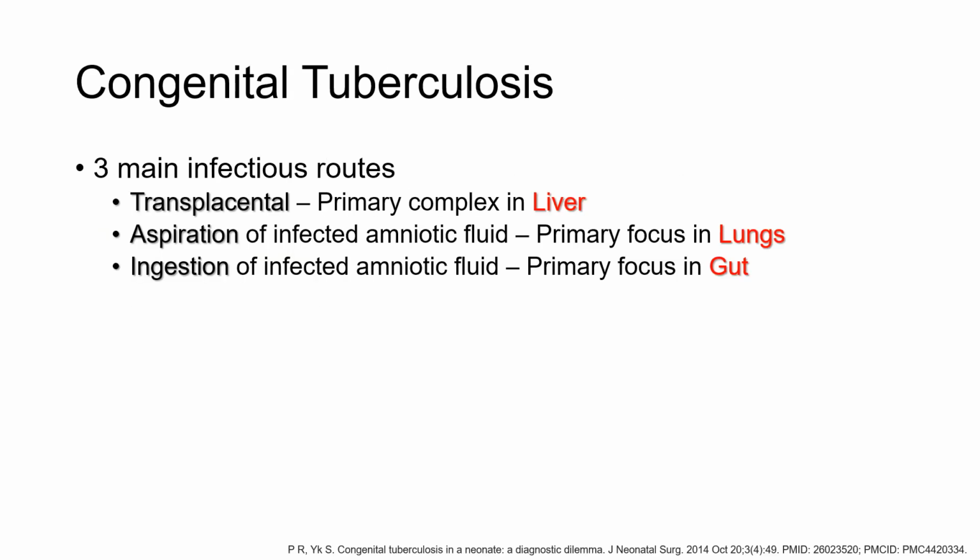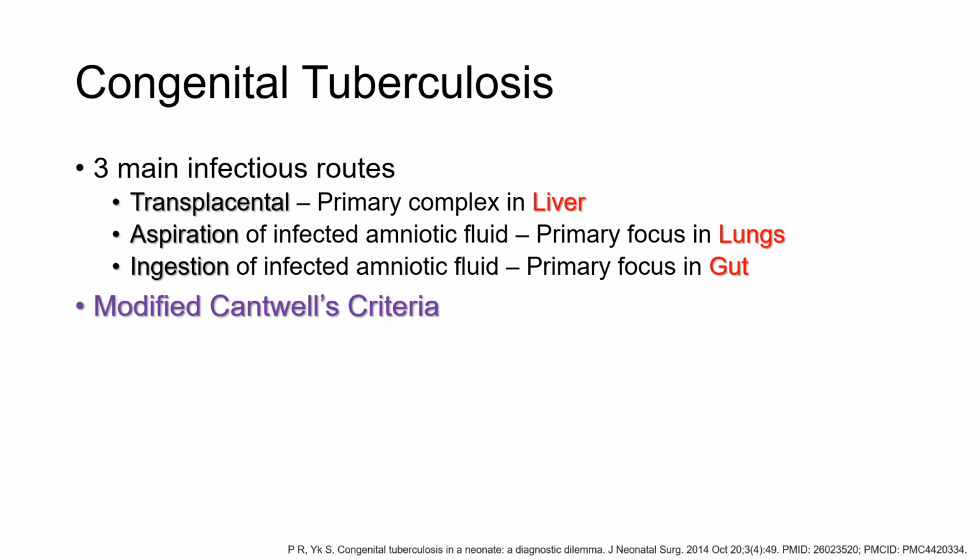So what is congenital tuberculosis? Three main infectious routes are there by which a neonate can suffer from congenital tuberculosis. First is the transplacental route. If the patient gets infected by the transplacental route, the primary complex will be in the liver. If the patient gets tuberculosis infection by aspiration of infected amniotic fluid, the primary focus may be in the lungs. And if the patient gets congenital tuberculosis by ingestion of infected amniotic fluid, obviously the primary focus will be in the gut.